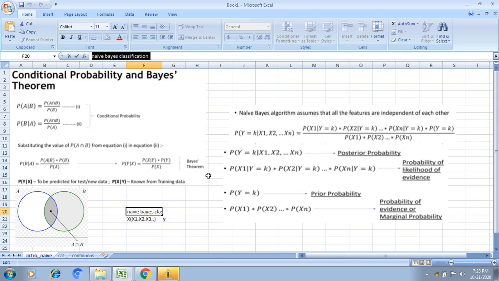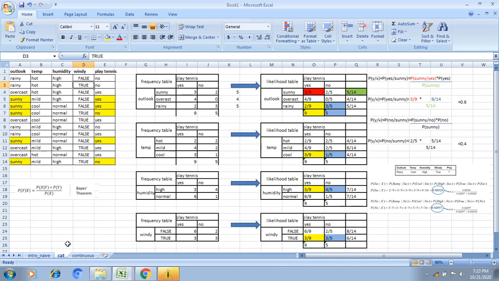Now we'll take one data set with categorical information and also continuous data. We'll take the categorical information first. Here we have the categorical information, all of it categorical.